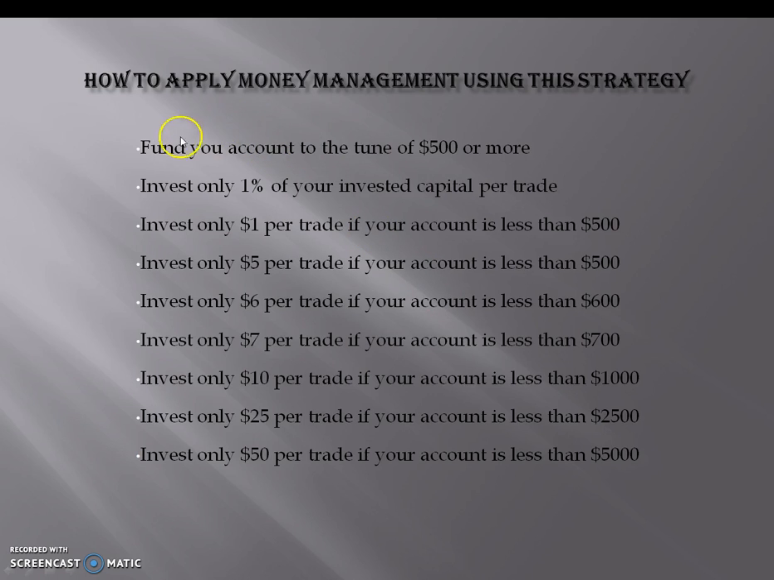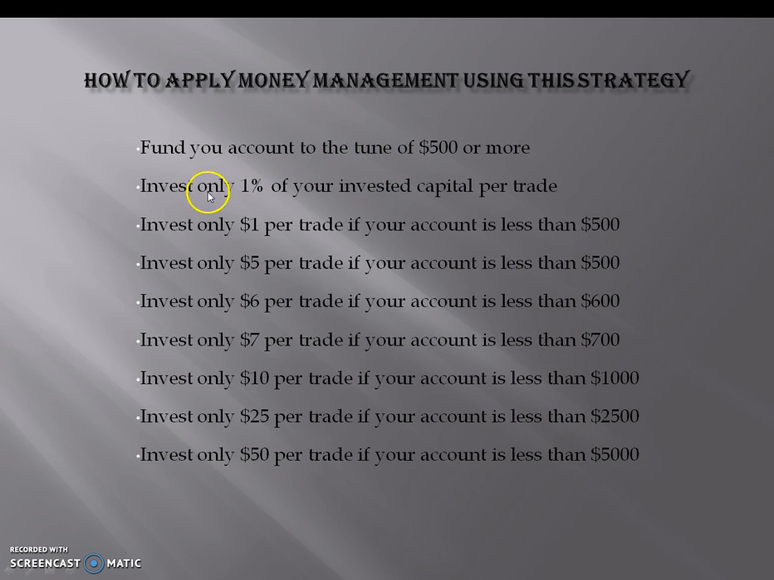Now, first of all, I do recommend that you fund your account at a tune of $500 or more if you can. I would prefer $500. If you have enough money, it's best to invest more. But if you do not have enough money, then you can just invest the minimum, which is the $250 minimum required by Dragon Options.